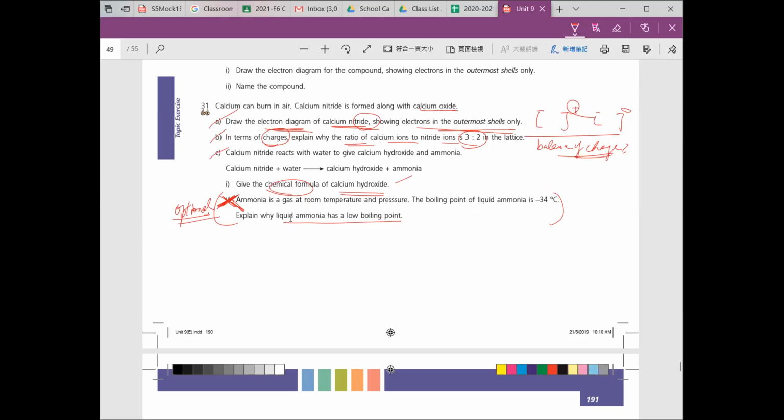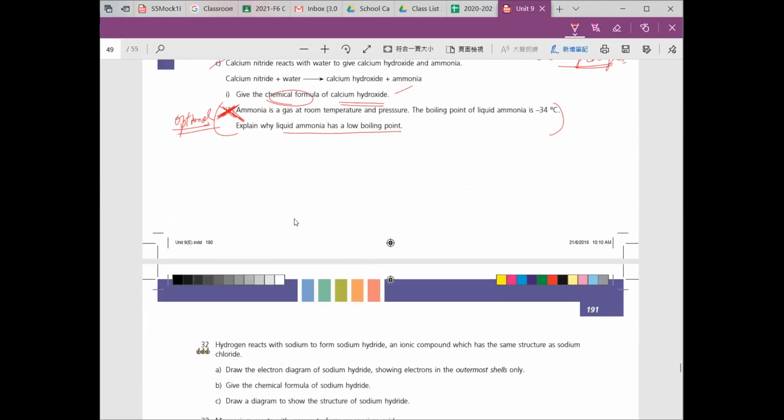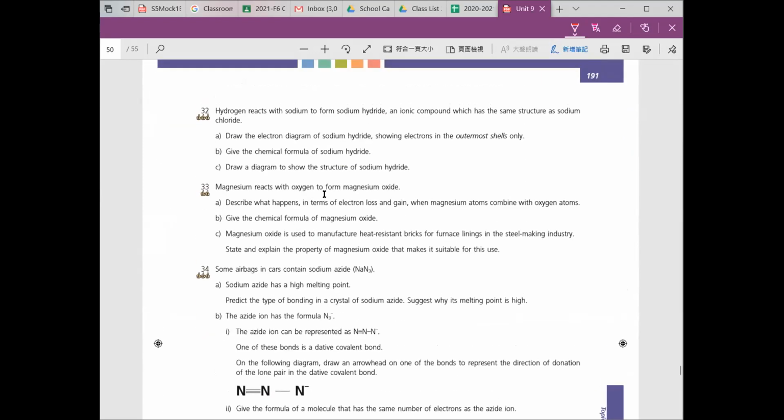32. Hydrogen reacts with sodium to form sodium hydride. The structure is similar to sodium chloride. Draw the electron diagram, easy. The diagram to show the structure of sodium hydride is also easy, right? 33. Even though you have got 3 thumbs up, it means very, very easy, okay?